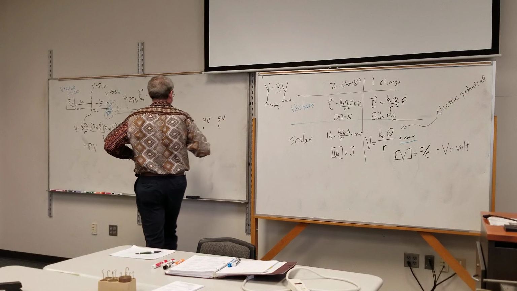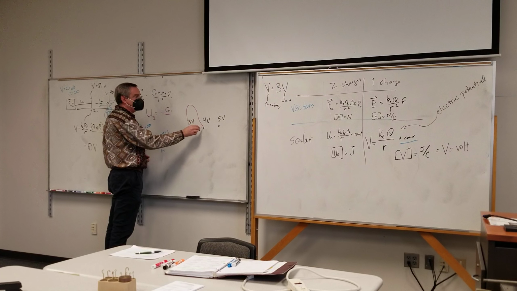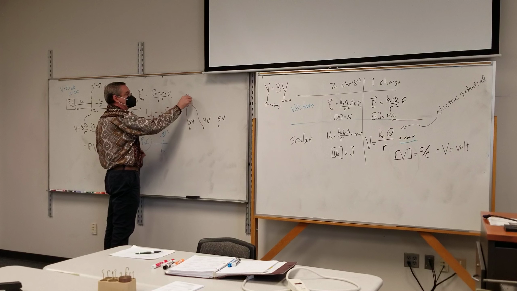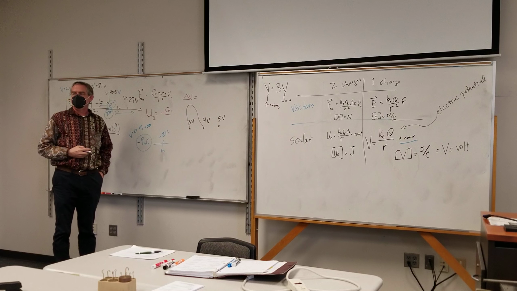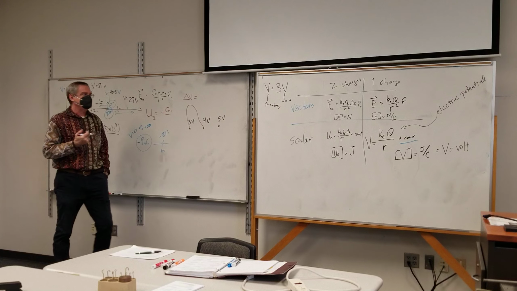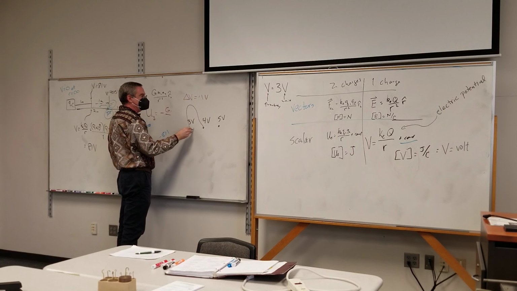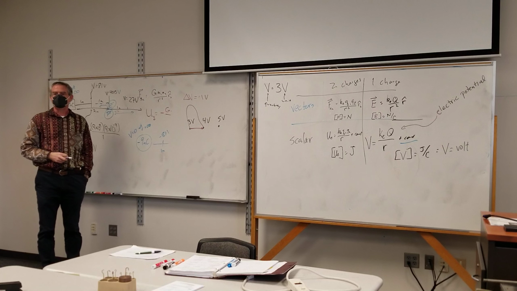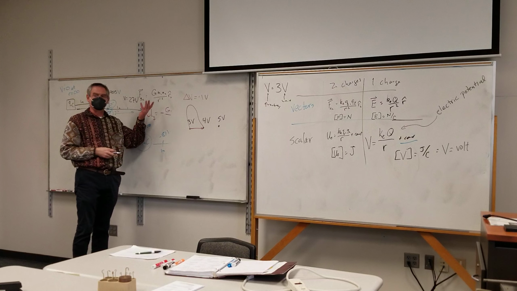I have a particle that starts here at the 3 volts, and then goes to the 4 volts. What is my change in electric potential? Positive 1 volt. I start at the 3 and I go directly to the 4 volts. What's my change in electric potential? Yes, it is the same.